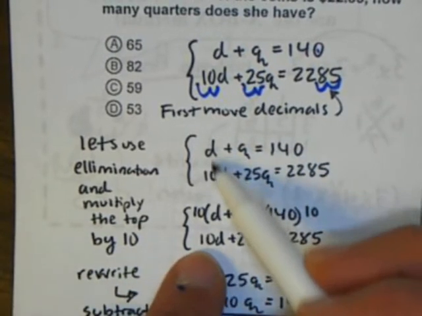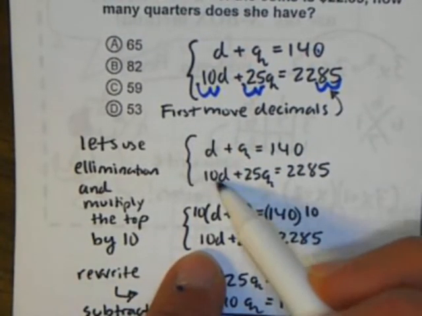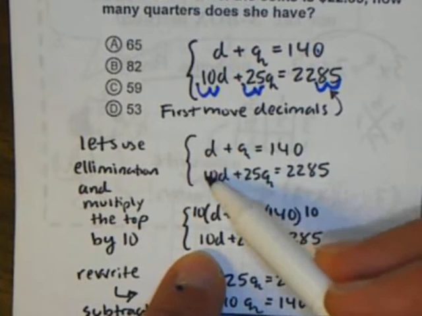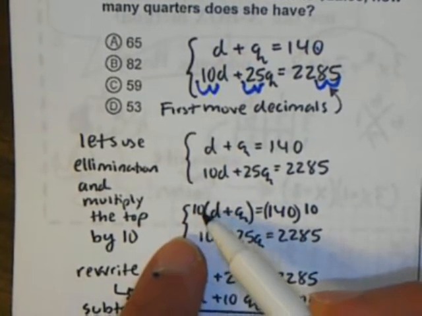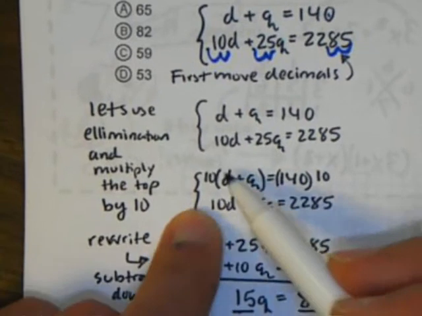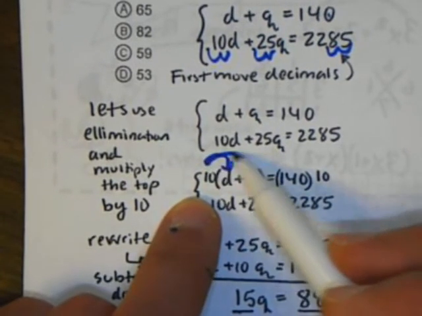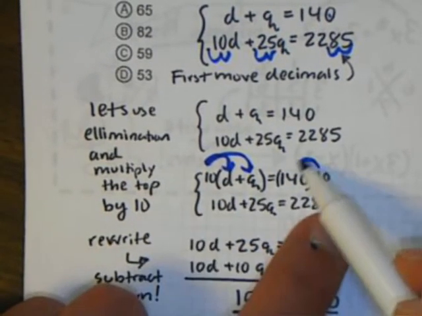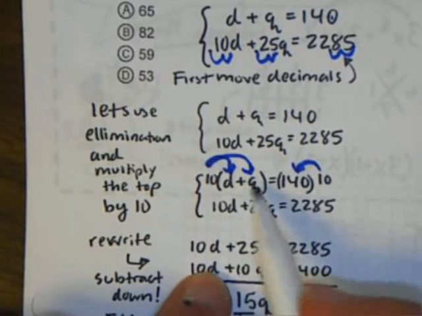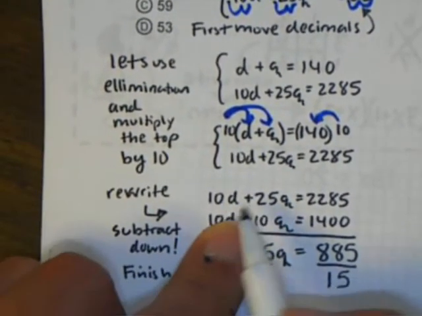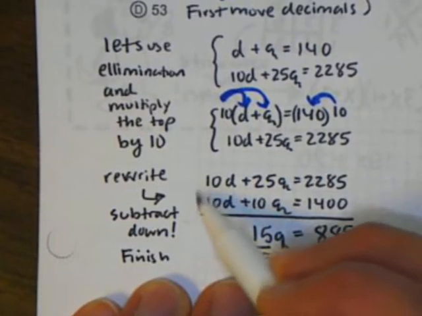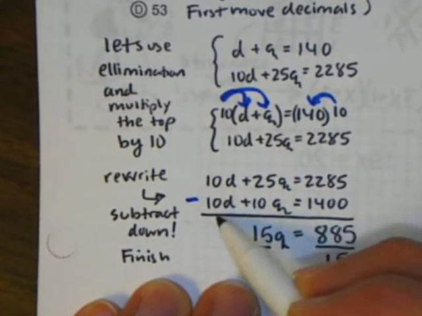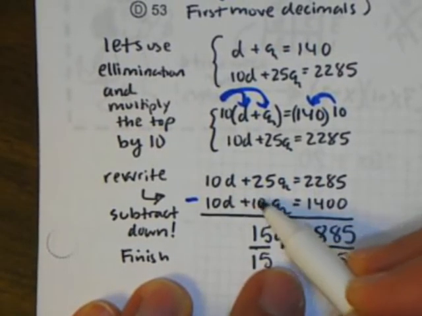So to get rid of these D's right here, the 10D and the D, I need to make both of these 10s to cancel them. So what I'm going to do is, I'm going to times everything by 10. That's what I did right here. I'm going to share the 10, and share it over here with this one. So when I share it, I get this. Now I can subtract down. Look, this minus this is nothing. This minus this.